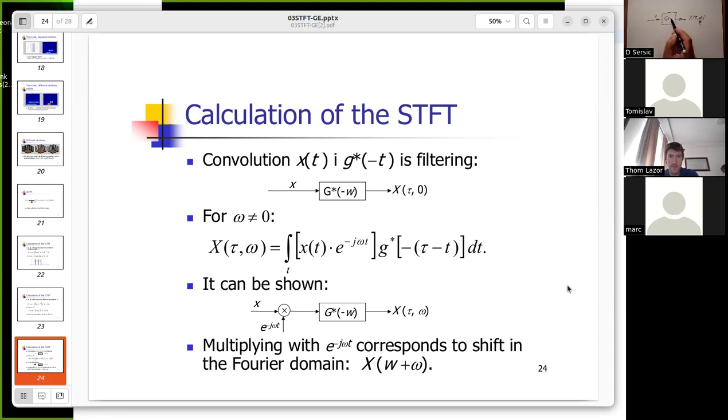Here I had minus. Reverse in time corresponds to conjugate in the frequency domain. Conjugate in the time domain corresponds to reverse in the frequency domain. Okay, so we can calculate a part of the result by linear filtering.